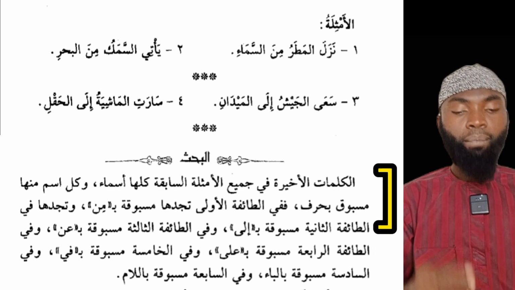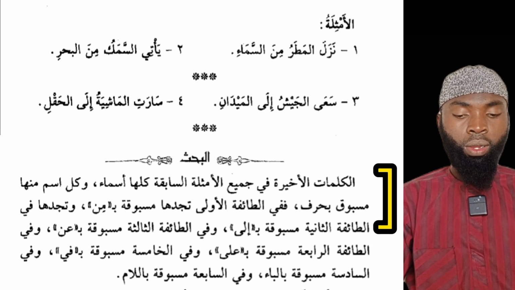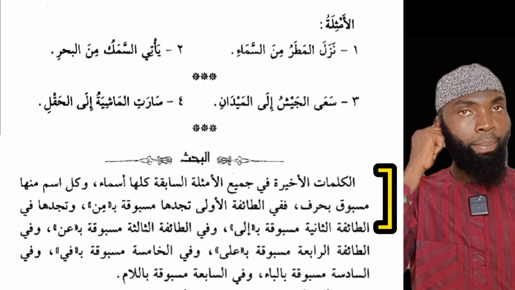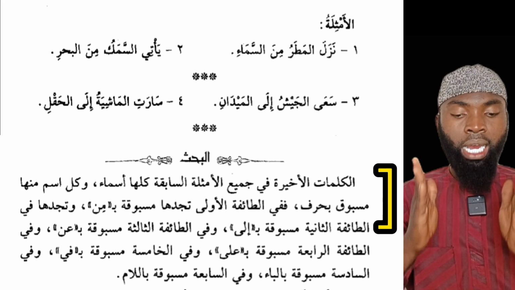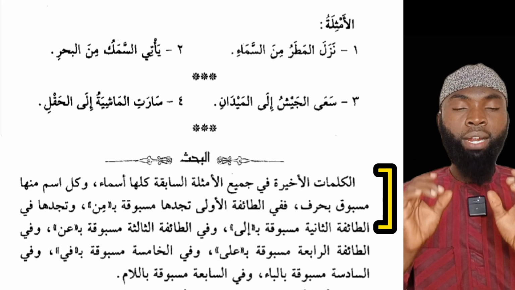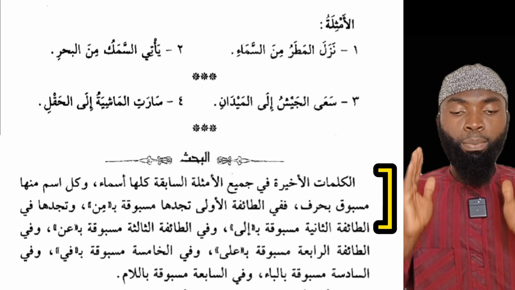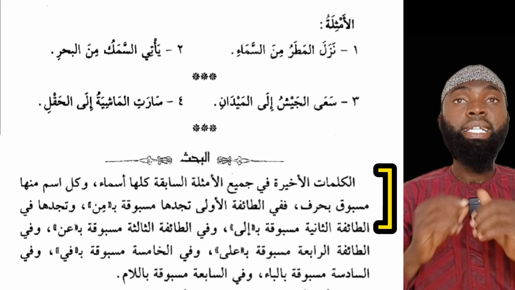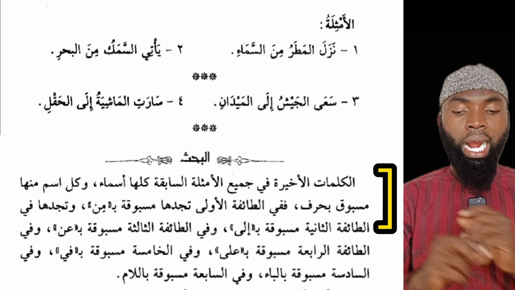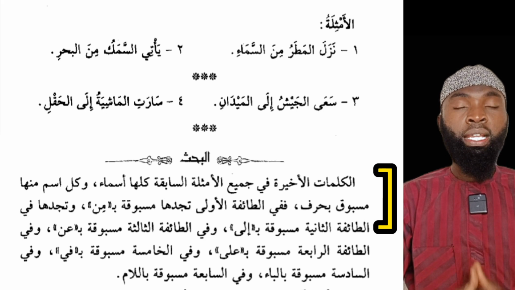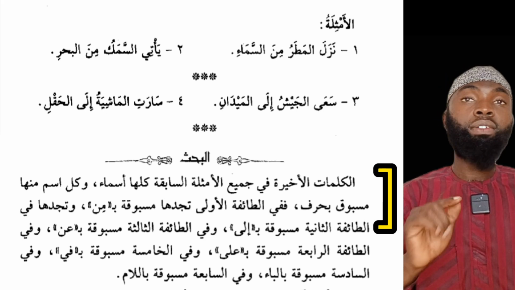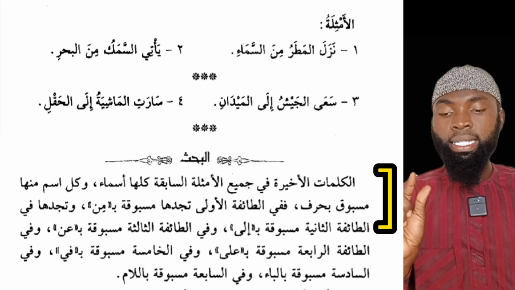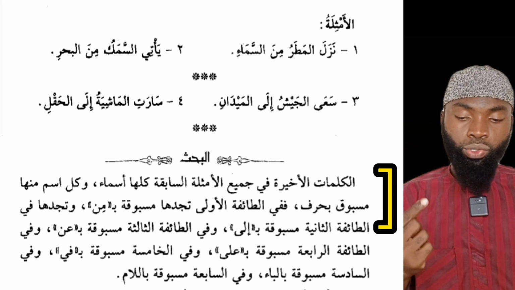Al-bahthu, al-kalimatul akhira في جميع الأمثلة السابقة كلها أسماء. He says that the last words we find in all of the examples above are all nouns. If you read all of the examples from example number 1 to 14, you'll find out that at the end of them, they are words. All of these words are nouns.